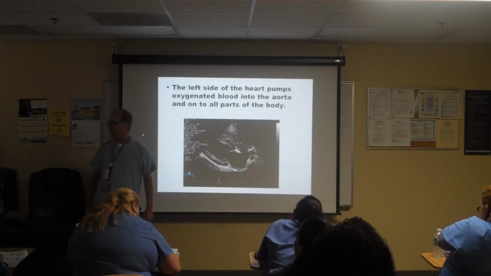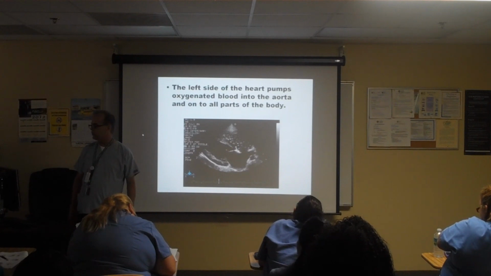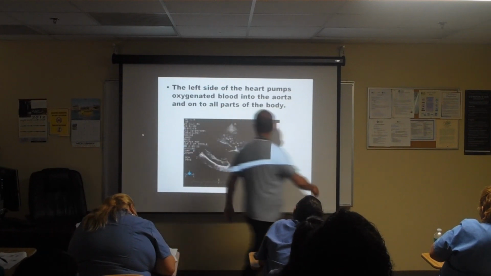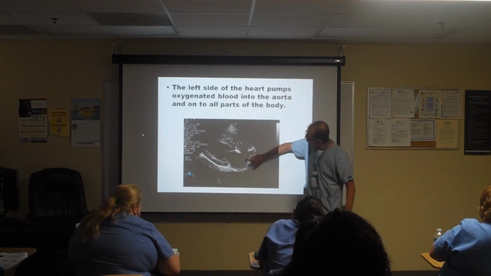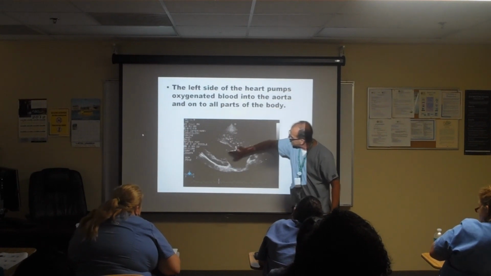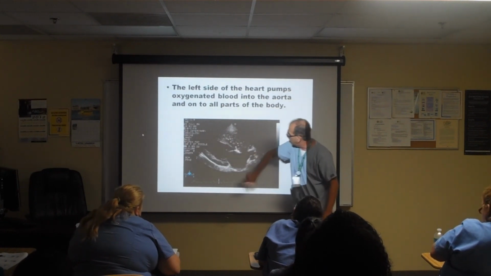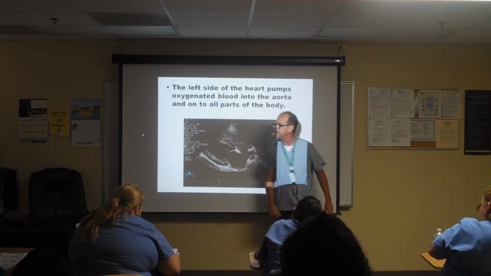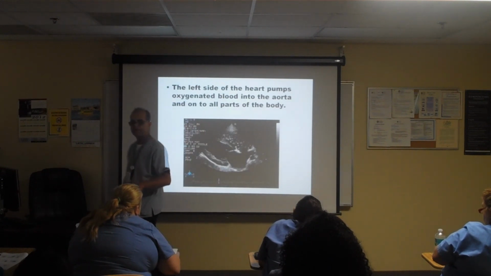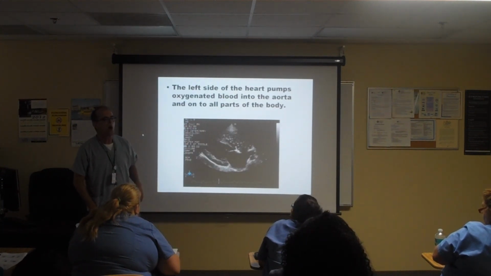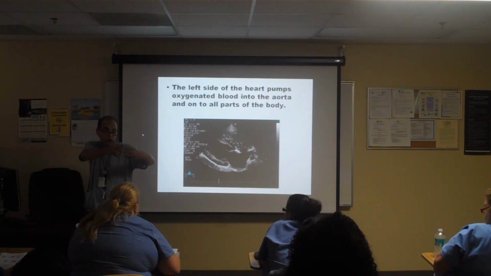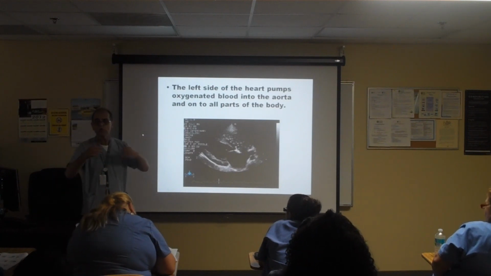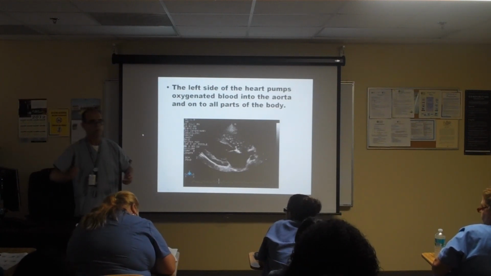The left side of the heart pumps oxygenated blood into the aorta, and to all parts of the body. This is a typical echocardiography. This is the left atrium, mitral valve, left ventricle. I cannot see the aorta here, but it's a good picture of the left atrium and the left ventricle. This is the most important picture in echocardiography. It's called long axis. It's one position that you can see, the long axis. It's the most common.